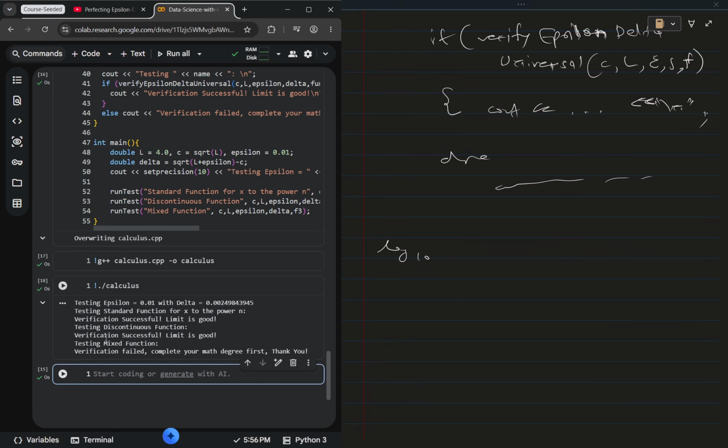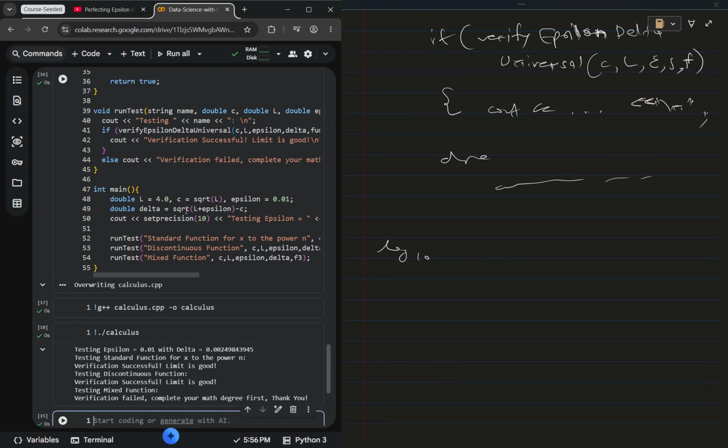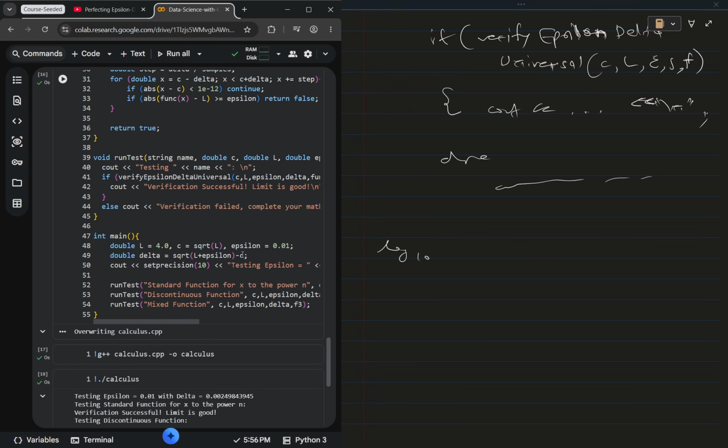Okay, so it finally executed. So testing epsilon, you can see this was 0.01 and delta is this at the start of the function. Obviously delta doesn't change, your constant changes. So you have your testing standard function for x to the power n. Then we have verification successful, verification failed, complete your math degree first, thank you. So basically for mixed function we don't have the correct delta.